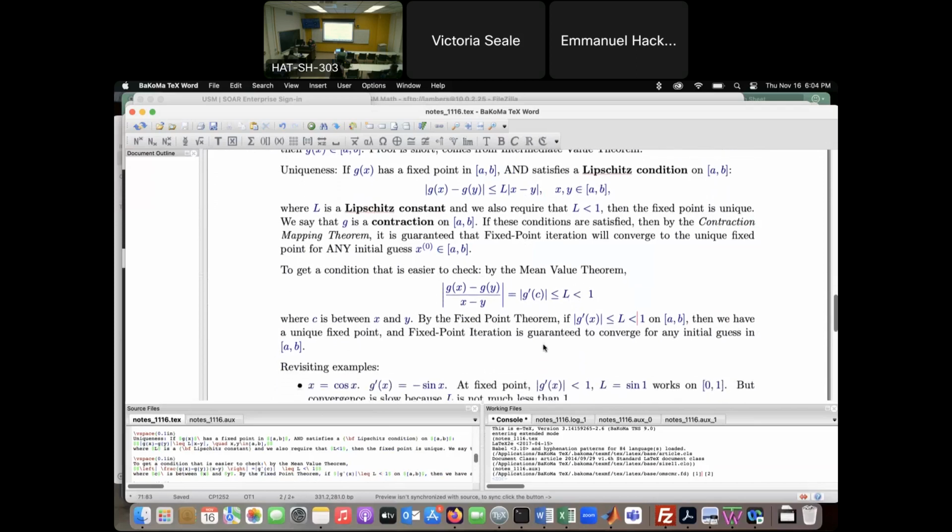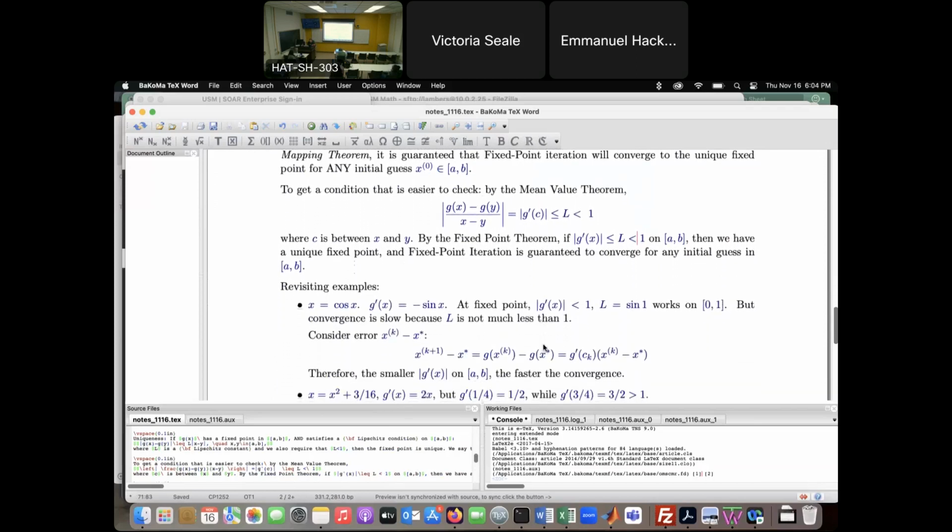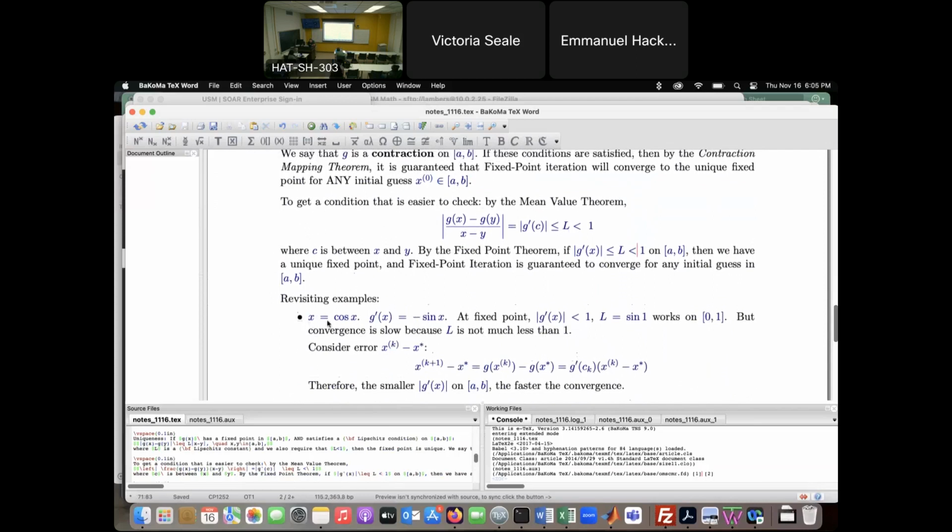Alright, now, these are the examples in light of what we just saw. First, x equals cosine x. So g of x is cosine x, we take the derivative, we get minus sine x. On the interval from 0 to 1, g prime is less than 1 in absolute value. Actually, the Lipschitz constant is sine of 1, and that is less than 1, so that explains why it converges.